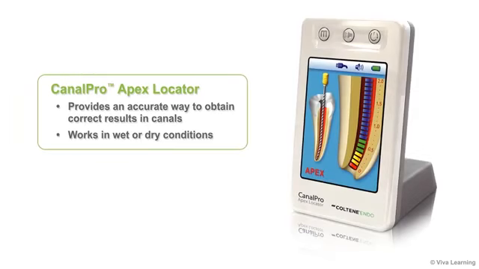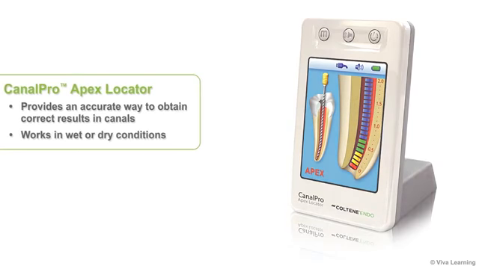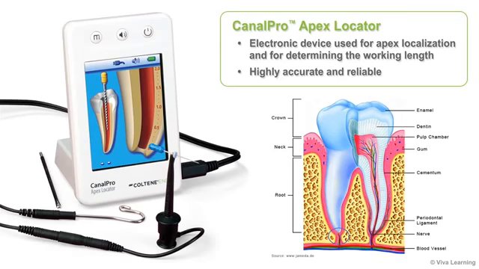Coltene's Canal Pro Apex Locator solves this problem, providing an accurate way to obtain correct results in canals, whether they have wet or dry conditions. The Canal Pro Apex Locator is an electronic device used for apex localization and for determining the working length, i.e., the distance between the cusp tip and an apical reference point during root canal treatment. Canal Pro is highly accurate, providing the reliable, spot-on performance that will make it your go-to unit for apex locating.